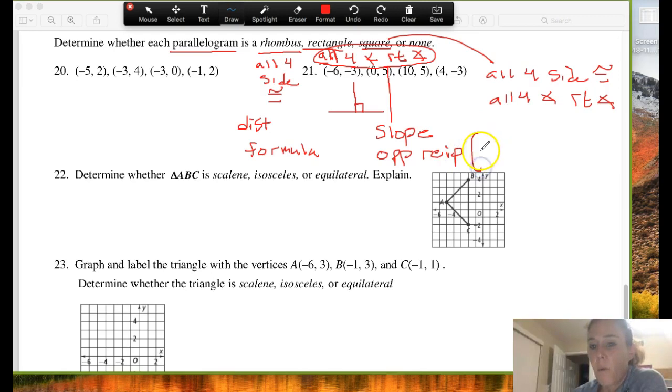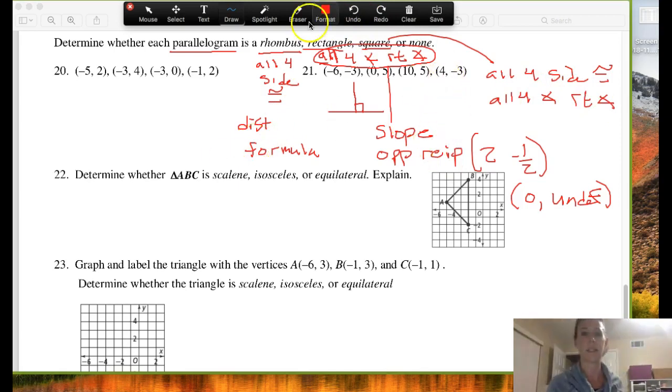Meaning, if 1 is 2, the other slope would be -1/2. Or 0 and undefined. Okay? That's how you tell if they meet at right angles. And then if they have all four sides congruent and all right angles, you have a square. So you got to do distance formula and slope formula to tell those things. So let's check this out.